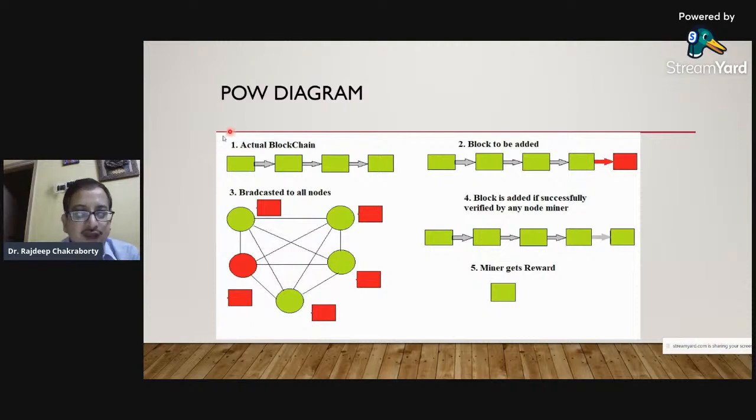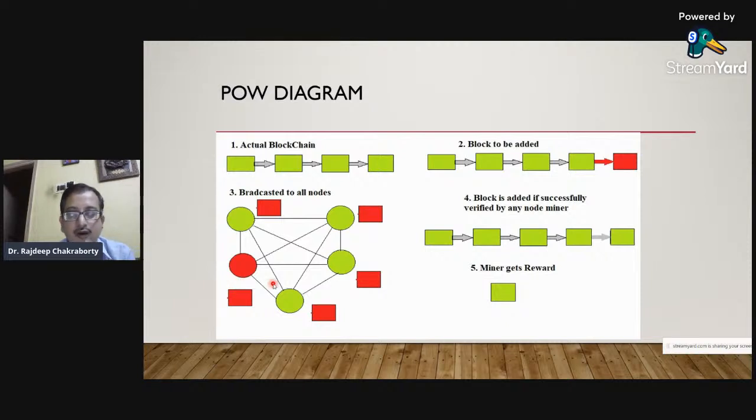So I have an existing blockchain. Now I want to add this red one in my blockchain. What happens in proof of work? This block is relayed or given to all the nodes or the miners of the blockchain, and they start mining. Mining is a process based on the consensus of this blockchain, and there are some puzzles. Suppose this miner has effectively mined this block and says that yes, this can be added.